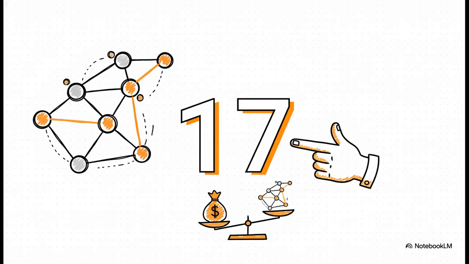Just think about what we just did. By just making a series of simple what's-best-right-now choices, literally just picking the cheapest edge that didn't break our rule, we built a full network for a total cost of only 17. I mean, that's the power of greedy thinking right there.